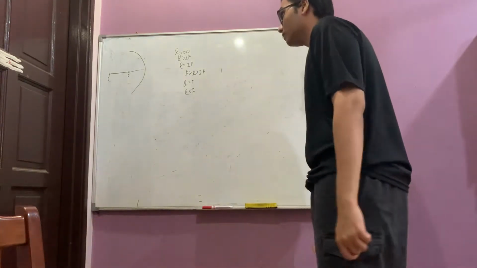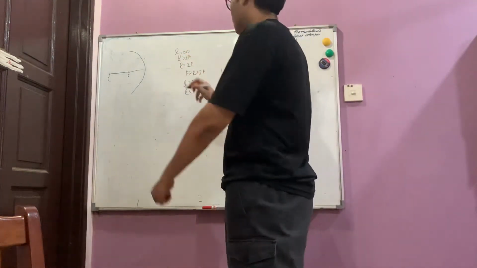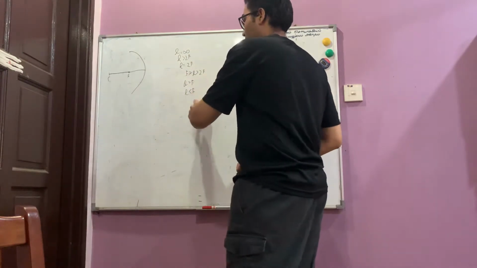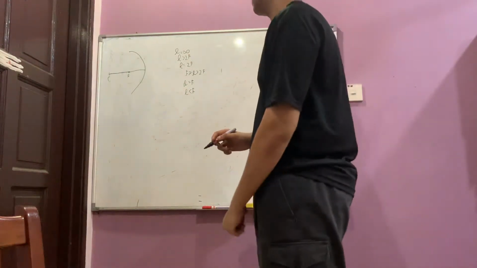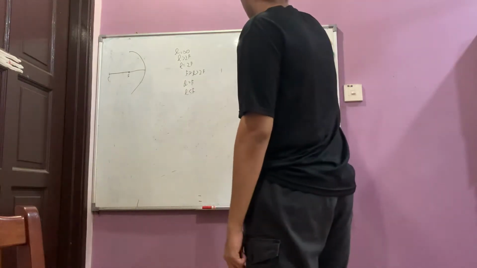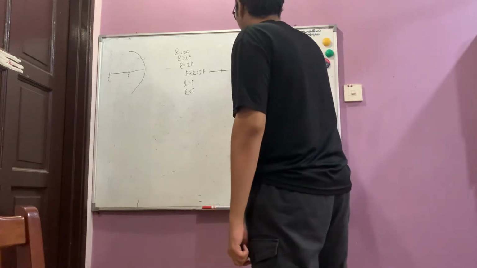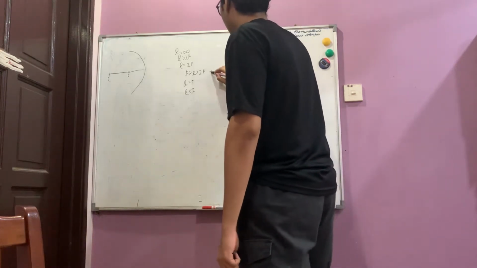So for concave mirror, each of these will have different types of results. So I'm going to draw and show you how. So look, this is the concave mirror. I'm going to draw the F here and then C here.